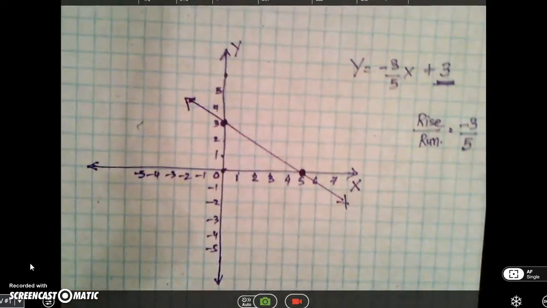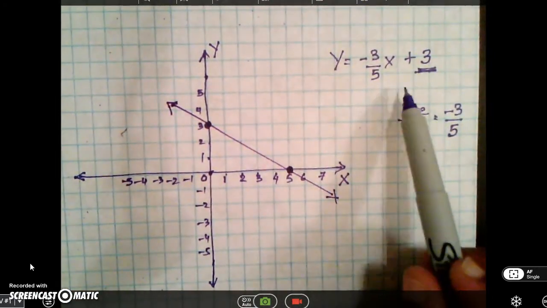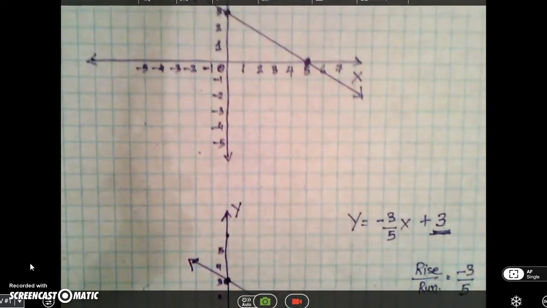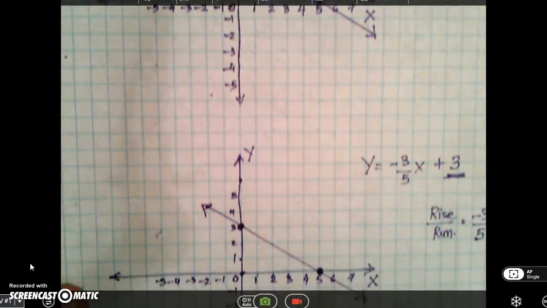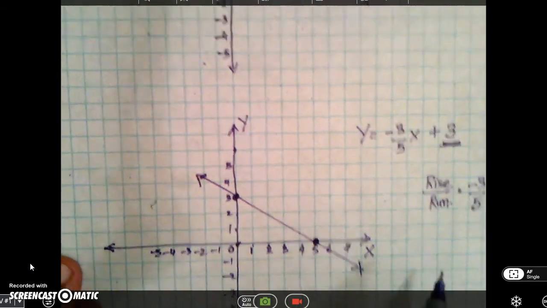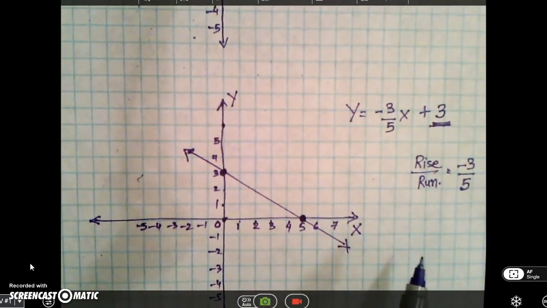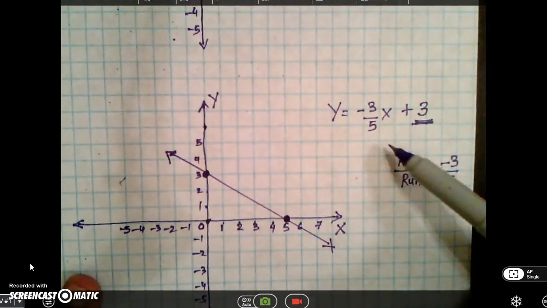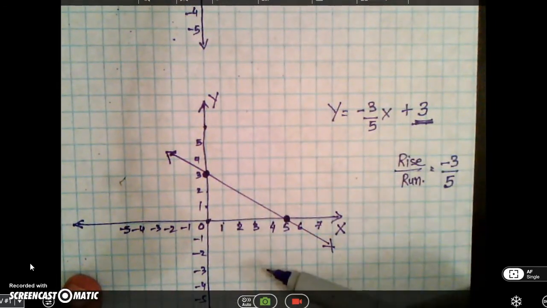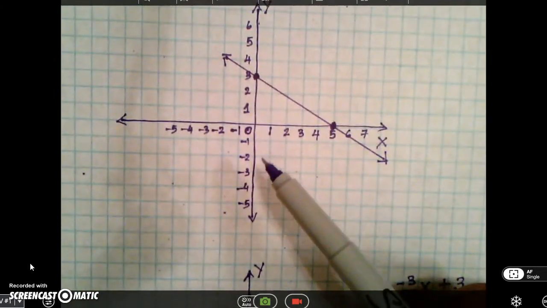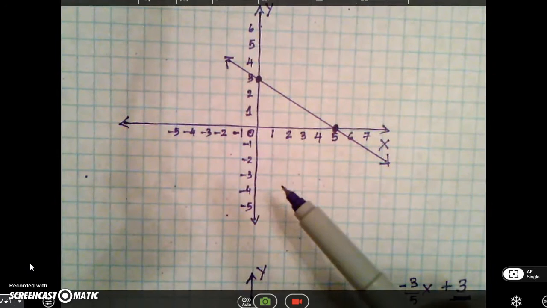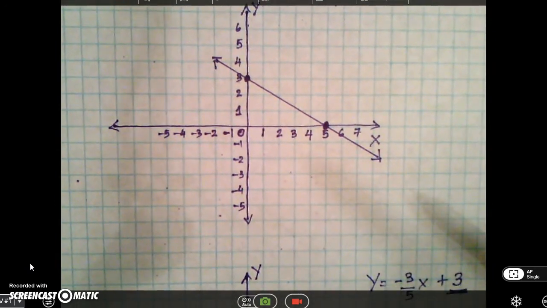As you can see, since this is the equation that I rewrote from my standard form, both graphs are one and the same. So it doesn't matter which one you use to graph your line, whether you use the slope-intercept form, use the slope and the y-intercept and graph your line, or from the standard form, if you figure out your x and y-intercept and graph it, you'll still get the same graph.